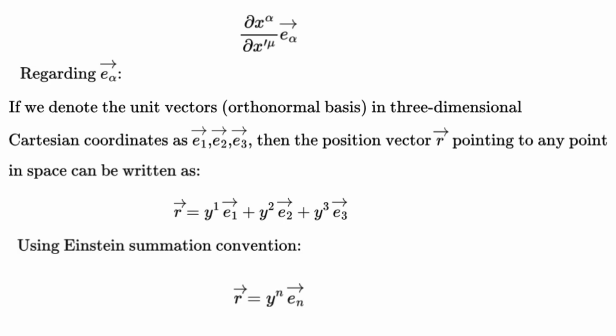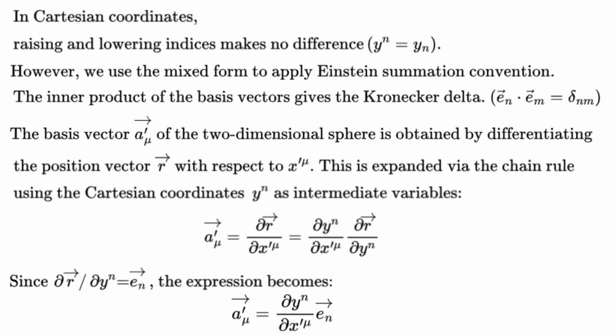Regarding E alpha, if we denote the unit vectors, orthonormal basis, in three-dimensional Cartesian coordinates as E1, E2, E3, then the position vector r pointing to any point in space can be written as, using Einstein summation convention. In Cartesian coordinates, raising and lowering indices makes no difference. However, we use the mixed form to apply Einstein summation convention. The inner product of the basis vectors gives the Kronecker delta.